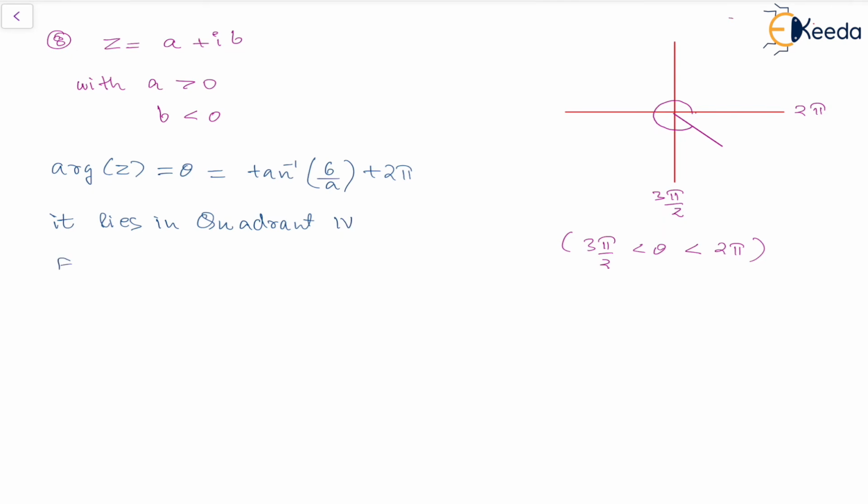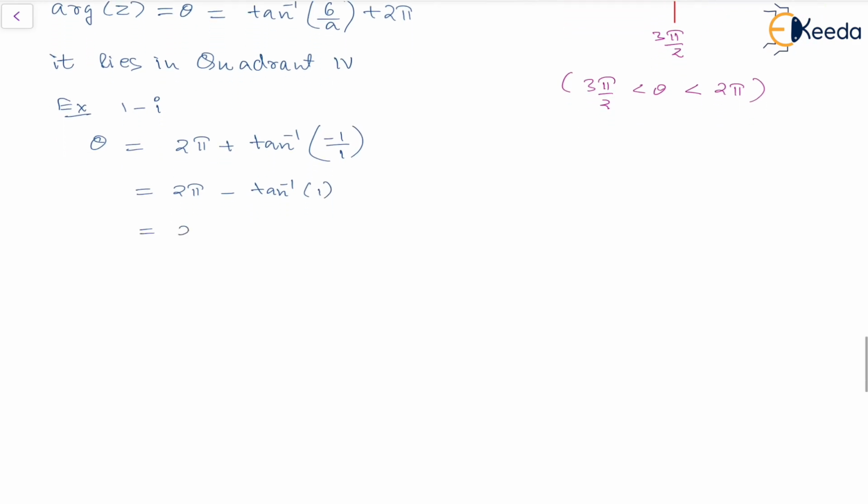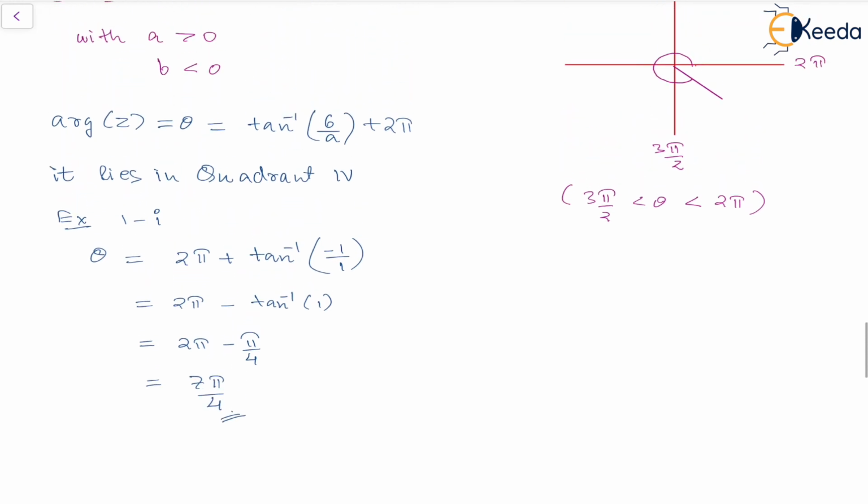For example, let's say it is 1 minus i, then theta will become 2 pi plus tan inverse of -1 over 1, and this is 2 pi minus tan inverse of 1, which is 2 pi minus pi by 4, and that is 7 pi by 4. So we can see that it will be lying in the fourth quadrant.